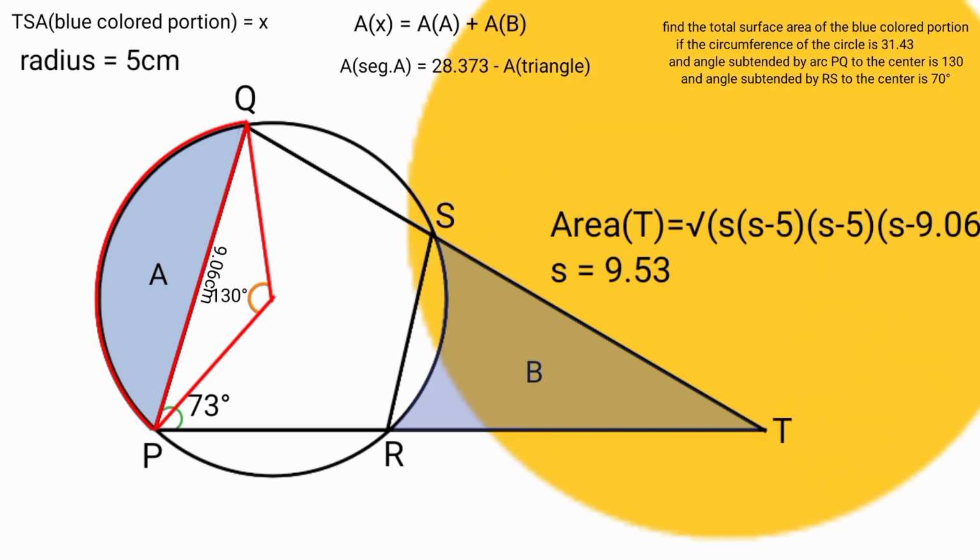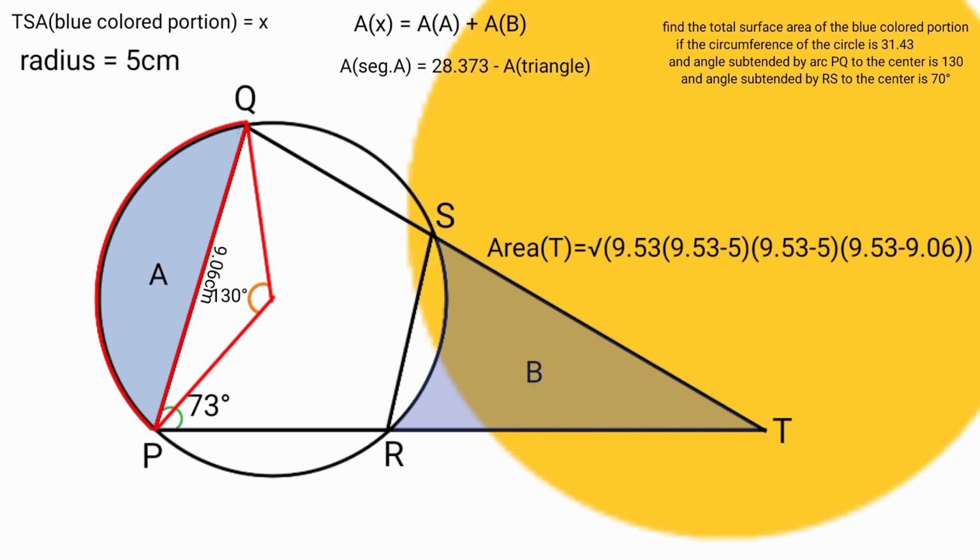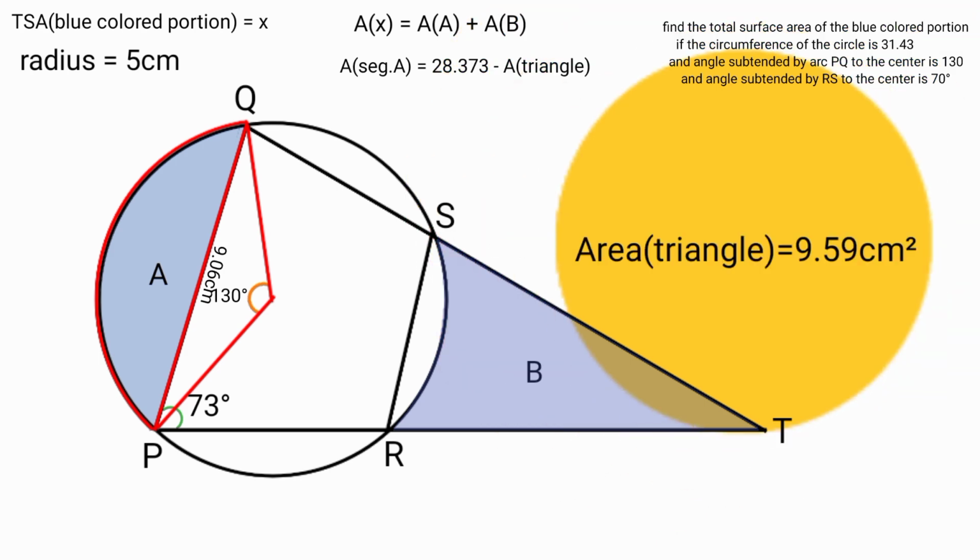So substituting here now, area of triangle equal to square root of 9.53 times 9.53 minus 5 times 9.53 minus 5 times 9.53 minus 9.06, which if you press your calculator equal to 9.59. So area of triangle equal to 9.59 centimeters squared.